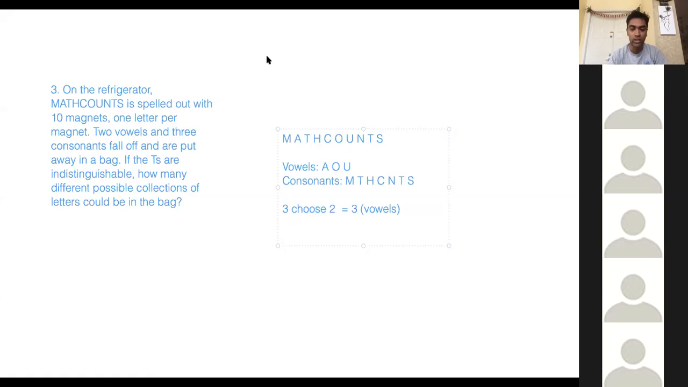Okay, so let's first go back and see the question. We want to have 2 vowels and 3 consonants to put in a bag, and how many choices there are for the letters in the bag. So if we look at the letters in MATHCOUNTS, there's 3 vowels: A, O, U. The consonants, we have M, T, H, C, N, T, S.